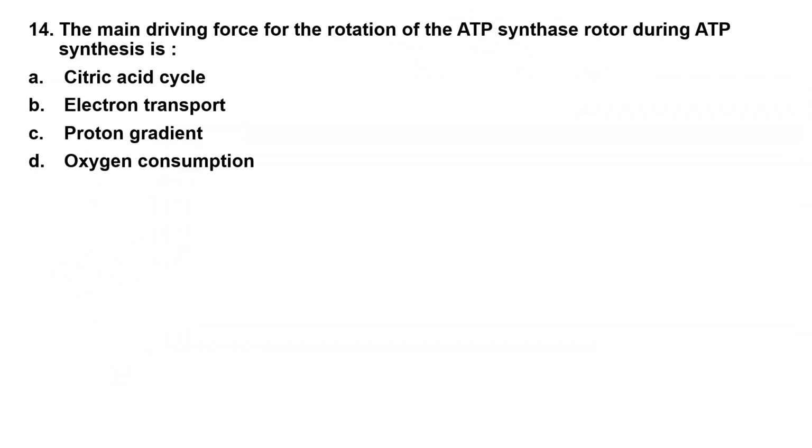This is again repetition. Now tell me the answer to this question. The main driving force for the rotation of the ATP synthesis rotor during ATP synthesis is, so what? Proton gradient, correct. So what happens when this proton gets transported from the intermembrane space into the matrix?